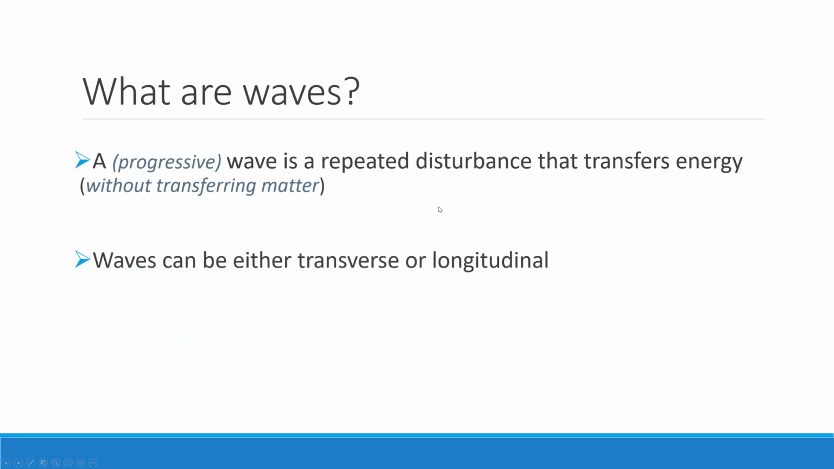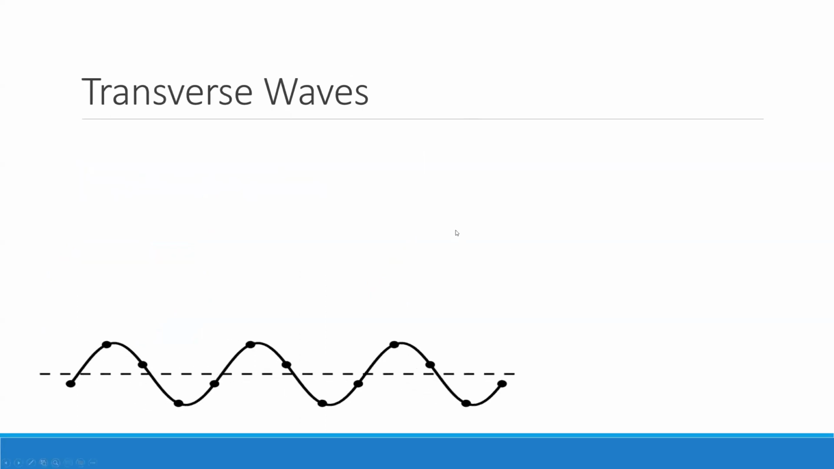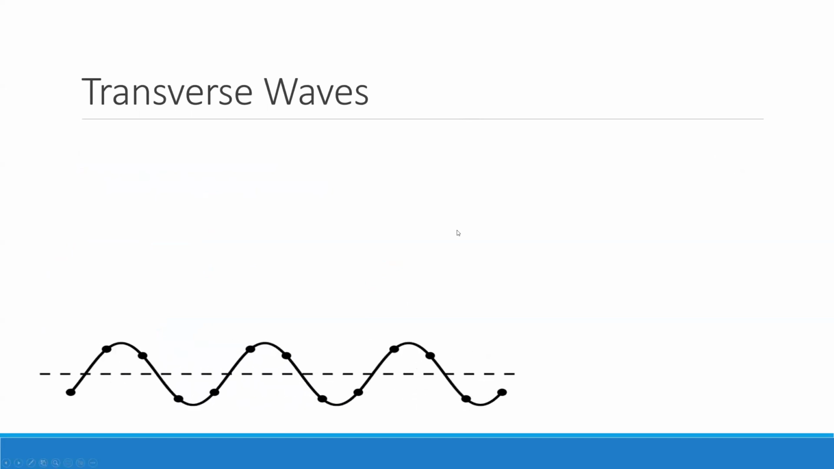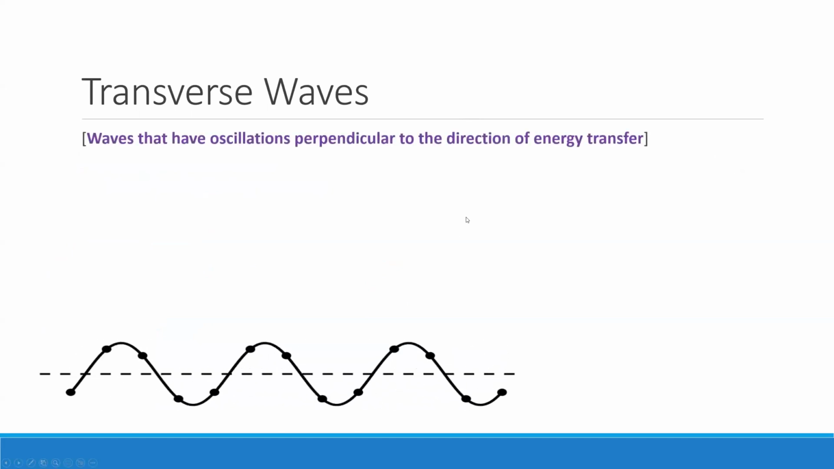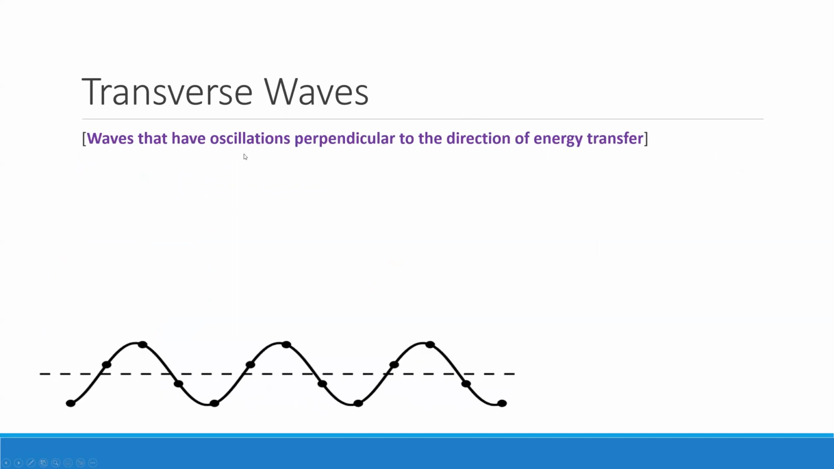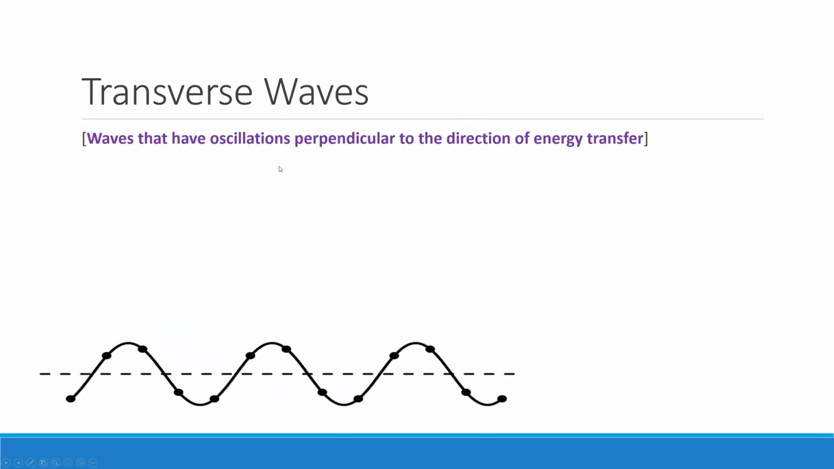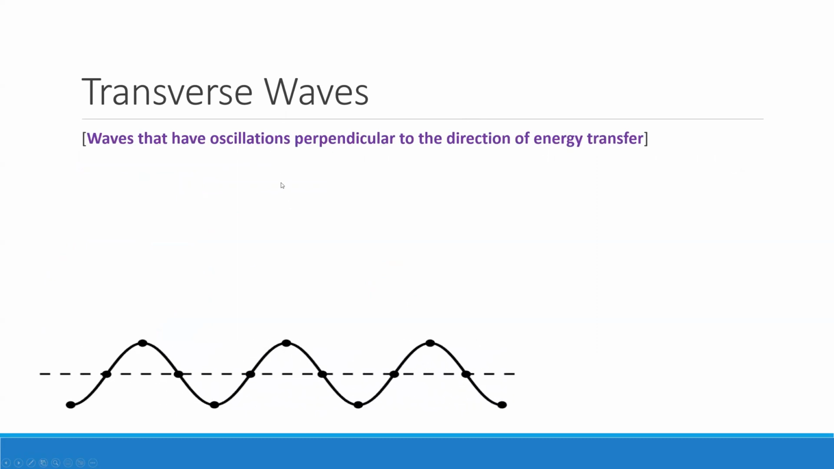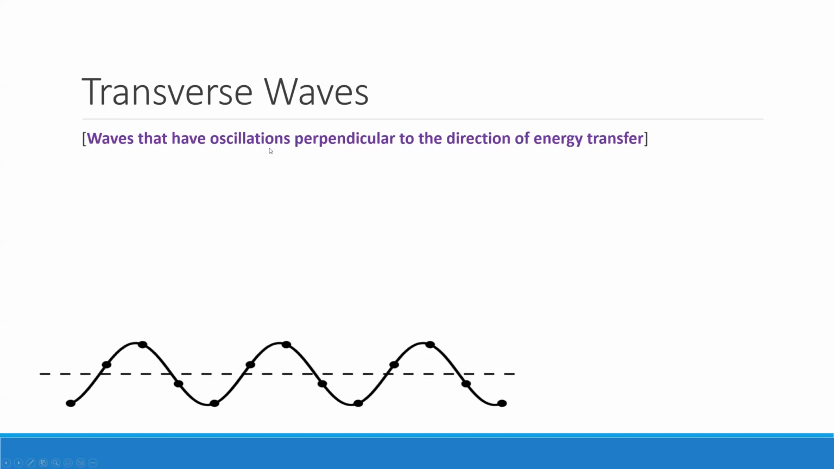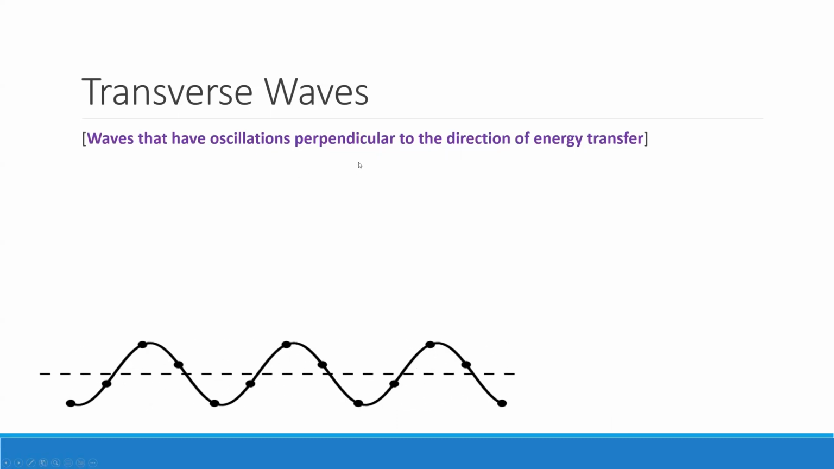And waves can either be longitudinal or transverse, or soon we'll find out you could also have stationary waves, which is different than both of these. Okay, so let's start by talking about transverse waves, and they are oscillations. Remember, an oscillation is just a repeated disturbance. So it has oscillations perpendicular to the direction of energy transfer.